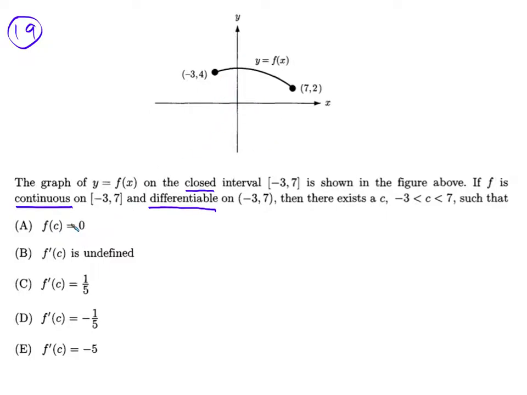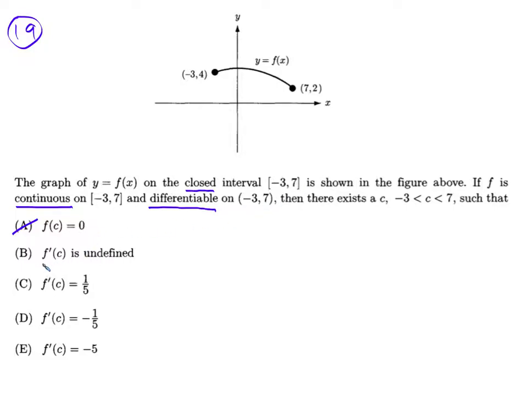So f of c equals 0. Translate f of c equals 0. What does that mean? This means the height at some point is 0. That means it crosses the x-axis. Well, I don't know, guys. Does this function look like it crosses the x-axis? It does not. That's not the case. Remember, it could be true by IVT if the range of the y values included 0, but it does not.